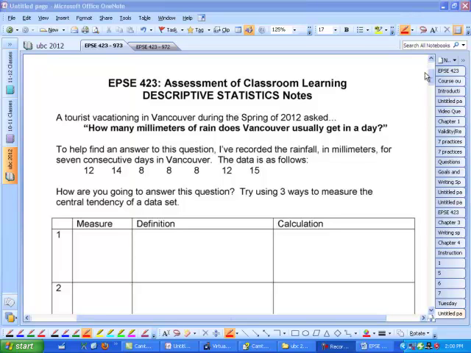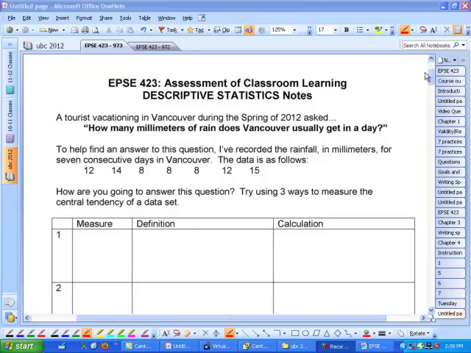So let me start off this statistics topic by looking at this question. So I've got a tourist. He's vacationing in Vancouver during the spring of 2012, and he asked this question: how many millimeters of rain does Vancouver usually get? Well, to find the answer to this question, I helped him out by recording rainfall in millimeters for 7 consecutive days in Vancouver.